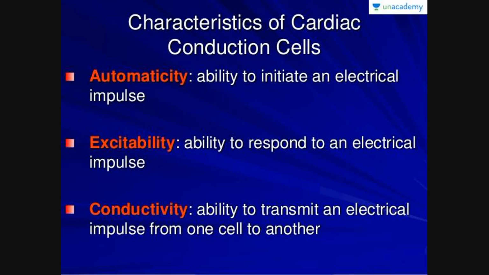Now we can also see the characteristics of cardiac conduction cells, which are automaticity, that all these conduction cells are automatic and they initiate the electrical impulse on their own, and they are excitable. Now if any other nerve impulse is given to them, it can change their generation capability and excitability, so they can respond to an electrical impulse, and they are also conductive. That's why they are known as the conductive tissue of the heart, because they can transmit an electrical impulse from one cell to another.